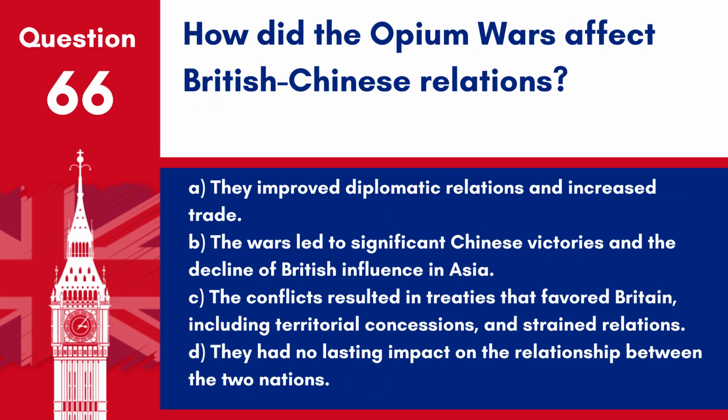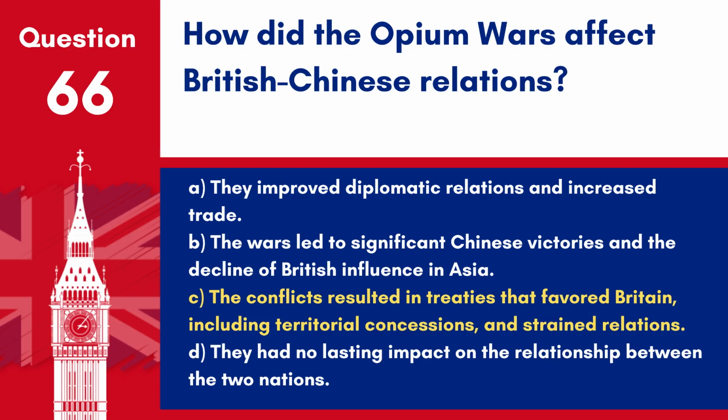Question 66. How did the Opium Wars affect British-Chinese relations? A. They improved diplomatic relations and increased trade. B. The wars led to significant Chinese victories and the decline of British influence in Asia. C. The conflicts resulted in treaties that favored Britain, including territorial concessions and strained relations. D. They had no lasting impact on the relationship between the two nations.